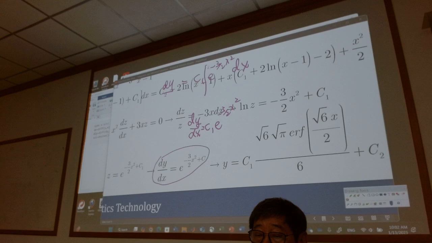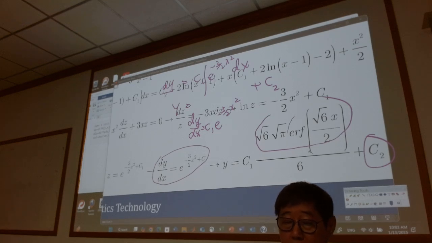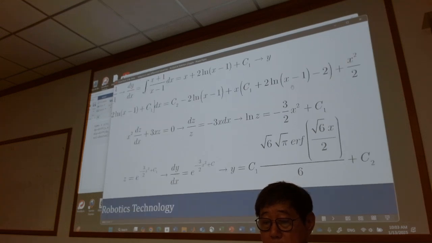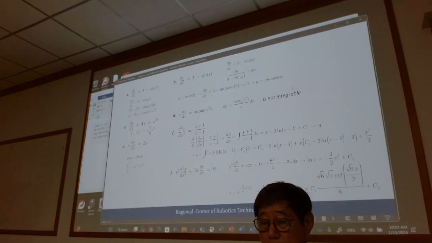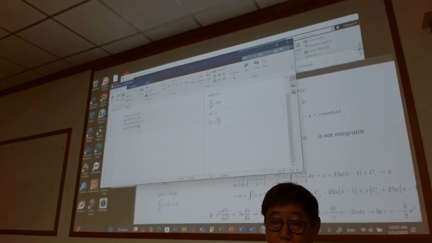This is an Euler function equal to this one, right? This Euler function plus y equal to this integrate plus c2, right? So you have to integrate this one. Okay? So that's maybe the point, right? Let's say if you want to try this one, you have to, sometimes.